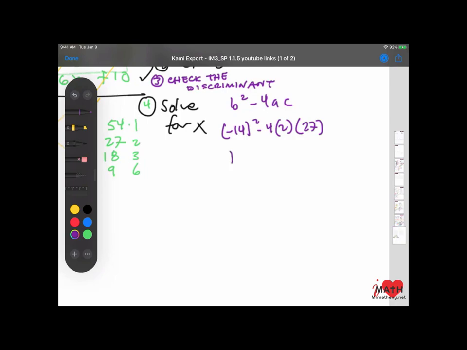And I get 196, and negative 4 times 2 is negative 8, and negative 8 times 27 is negative 216. If you subtract those two numbers, you're going to get negative 20. Okay, what does that mean for us if it's a negative number? It basically means that the discriminant is less than 0.